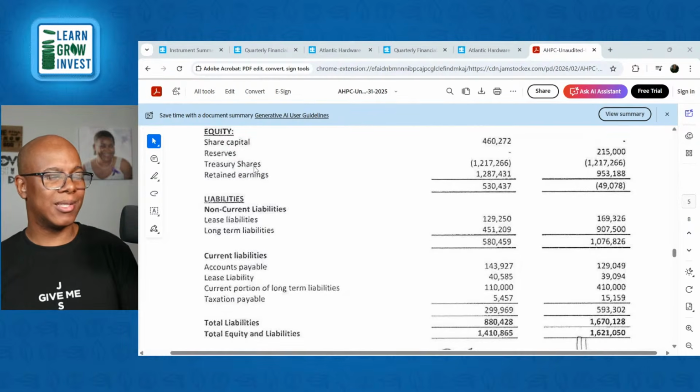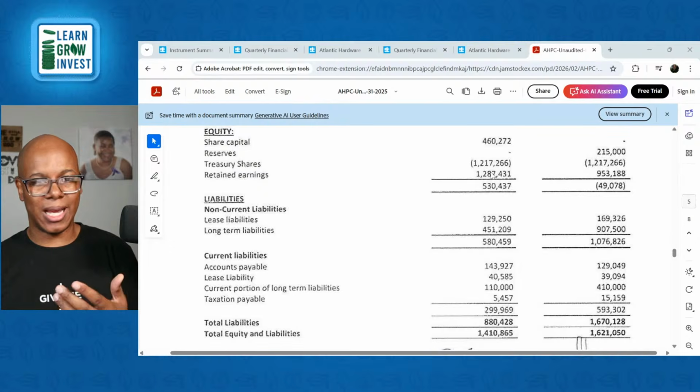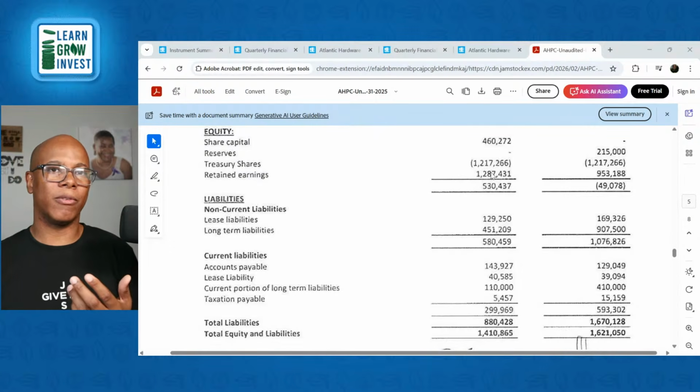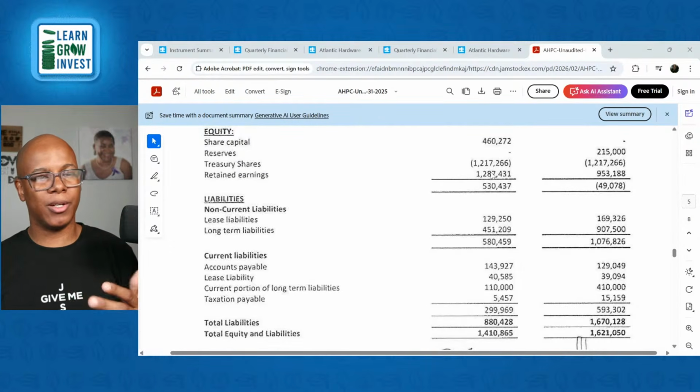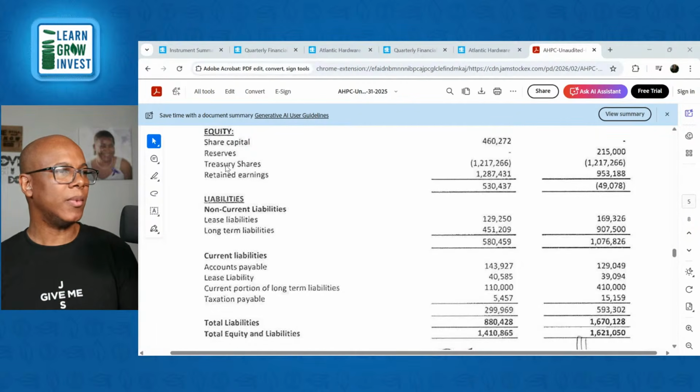Treasury shares, I'll get into that another time, but that was one of the things that was noticeable when they did their IPO. I don't think I'd seen that on a report for a while in terms of a treasury share. I don't think that it's worth going into for this video here, but they have it listed here. And then we have retained earnings.